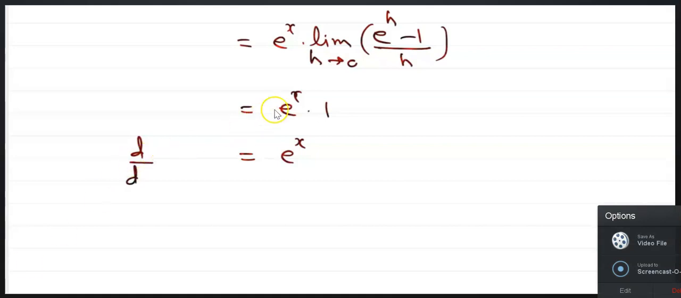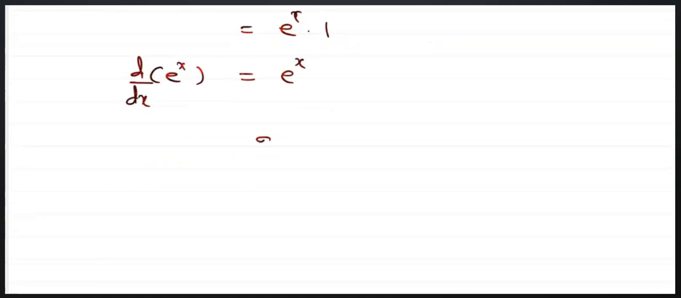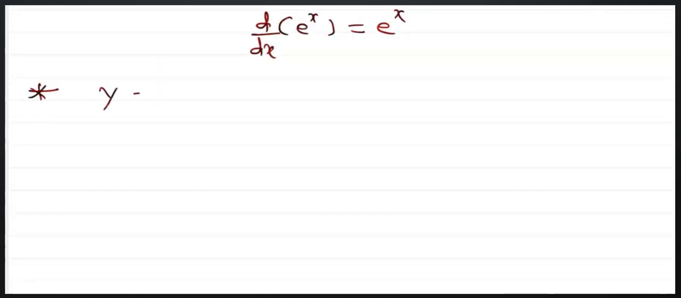That is equals to e raised to x into 1. Therefore, the derivative of e raised to x is equals to e raised to x. Therefore, d/dx of e raised to x is equals to e raised to x.